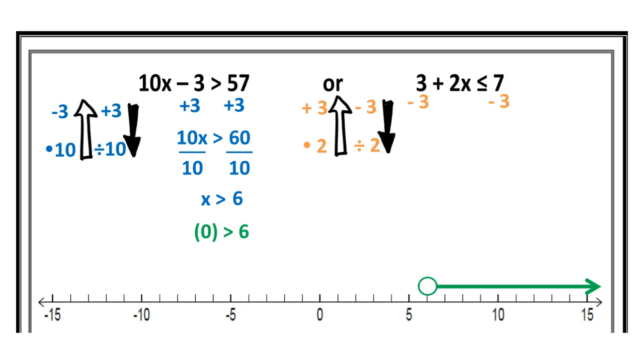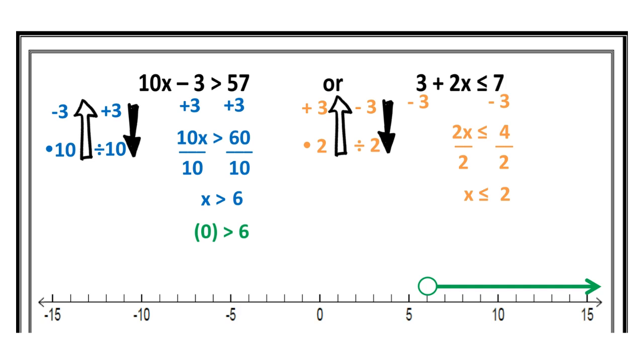I'm going to subtract 3 from both sides. 3 minus 3 gives me 0, the identity for addition and subtraction, leaving me with just 2x is less than or equal to 4, because 7 minus 3 is 4. The next operation is division. I'm going to divide both sides by 2. 2x divided by 2 gives me 1x, because 1 is my identity for multiplication and division. 4 divided by 2 gives me 2. So the inequality solves down to x is less than or equal to 2.